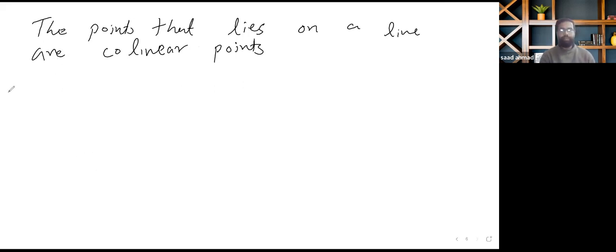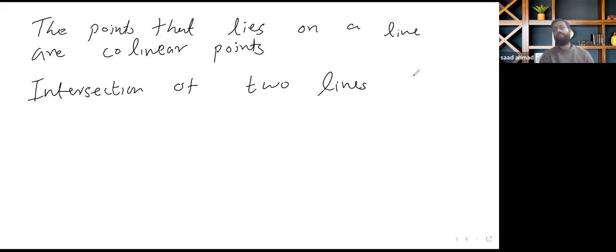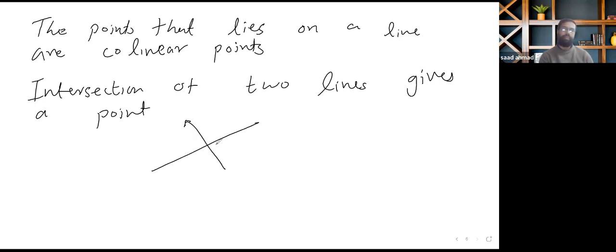Okay, and the intersection of two lines gives a point. Let's say two lines intersect. Let's say this is line L, this is line G. The point where they intersect is a point P. So you can also say that a point is the intersection of two lines.